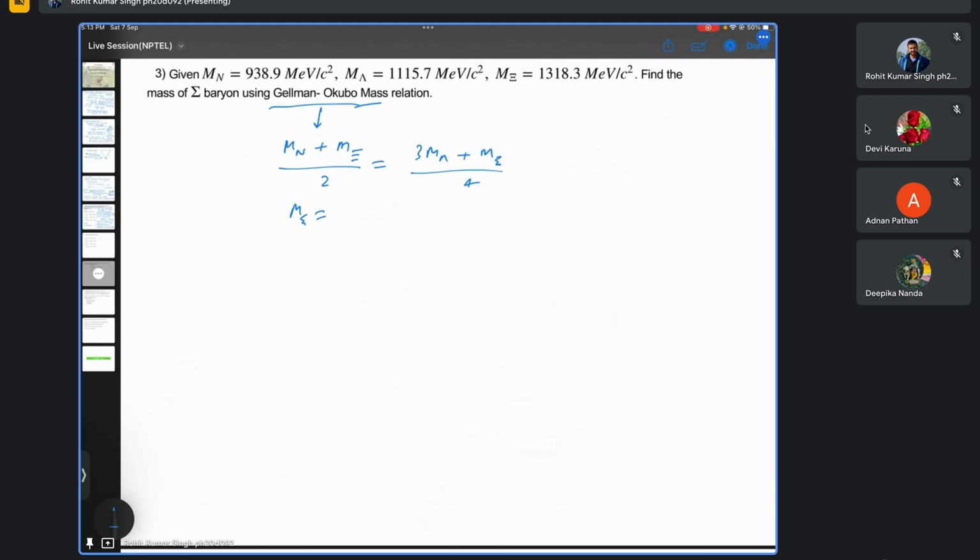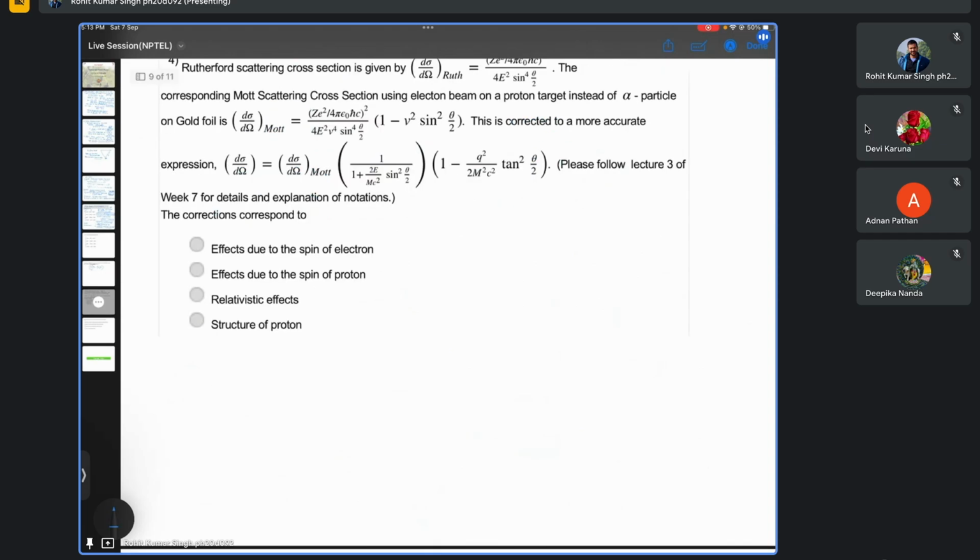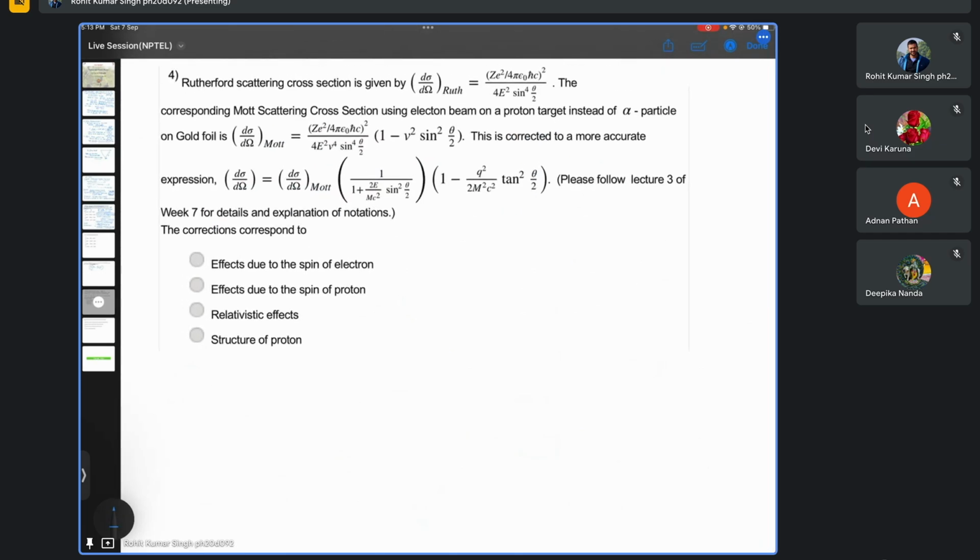So this formula is not the original Gell-Mann-Okubo mass relation. It is derived from this mass relation. The original relation has some constants, and then you can derive it. This is done in the lectures. You can go through it if you have not. So this is an easy one, a simple calculation.